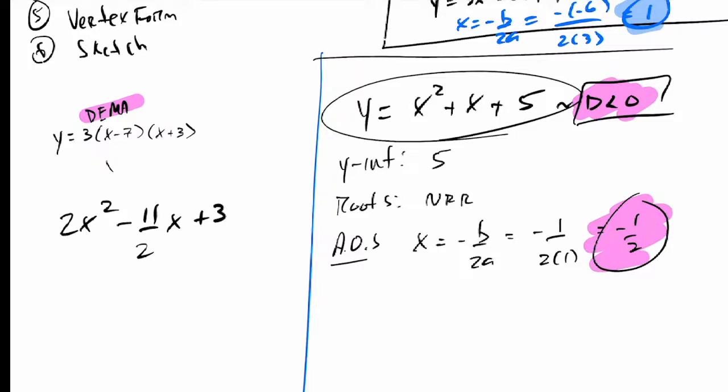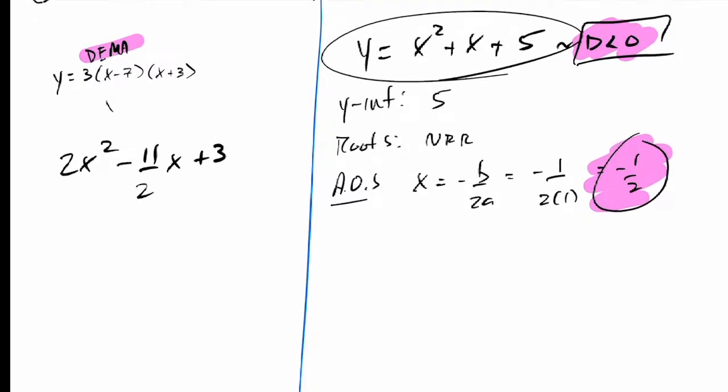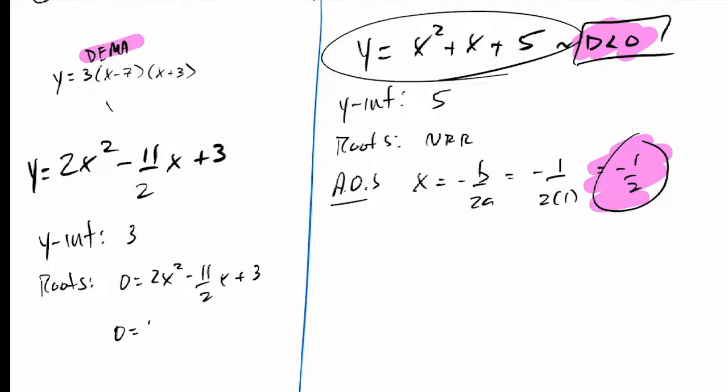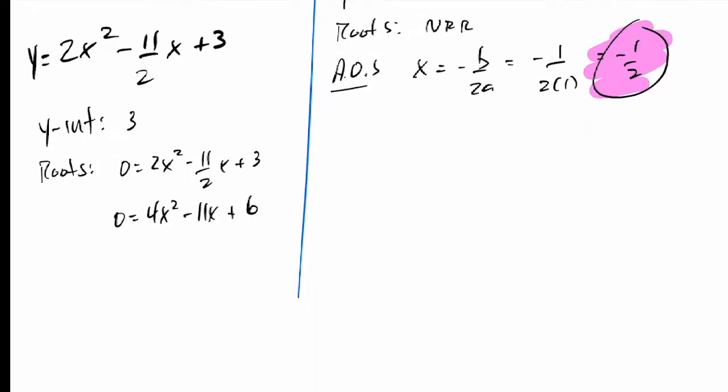For this one here, someone had asked for a question with fractions, so I just made one up with fractions. If you want to find your y-intercept, that's easy. That's just 3. If I want to find my roots, I can set y equal to 0. And I think what I was getting at here is you can multiply across by 2. And then I can try to solve this one.